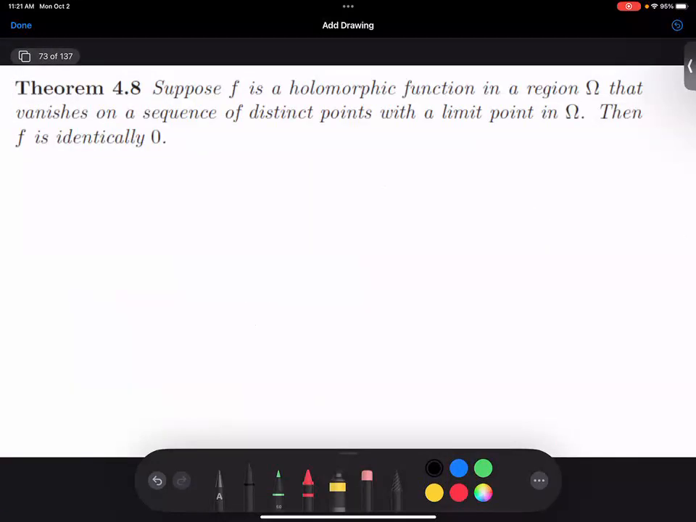Okay. So the next is, let's suppose that F is a holomorphic function. What could I have said instead? I could have now said analytic. It's so nice no longer having to be careful. So F could be an analytic function in a region omega that vanishes on a sequence of distinct points with a limit point in omega. Then F is identically zero. So I'll prove the theorem first, and then we'll talk about why we care.